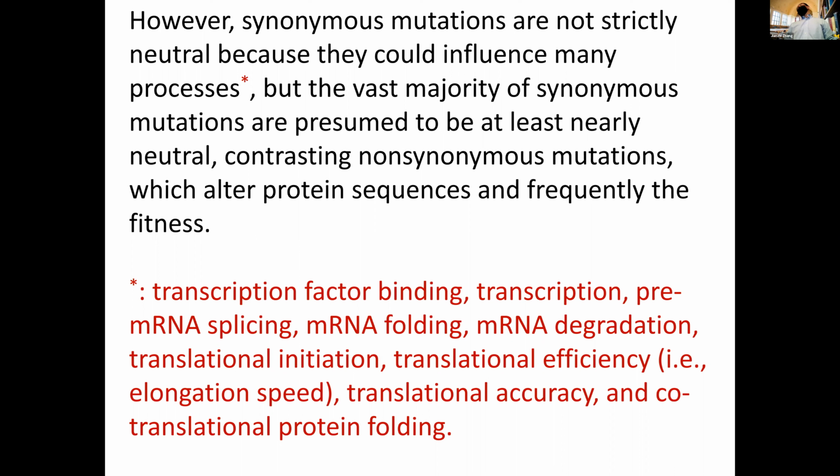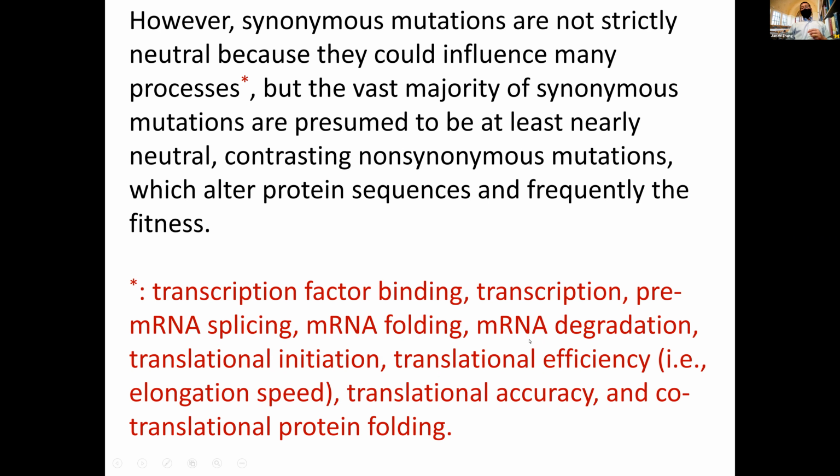Okay, so what are the processes that synonymous mutations can affect? First of all, synonymous mutations can affect transcription factor binding, so they can affect transcription. They can also affect pre-mRNA splicing if those mutations occur near a splice site. Next, they can affect mRNA folding, because these synonymous mutations are in the mRNA sequence, so they potentially can affect mRNA folding. They can also affect mRNA degradation.